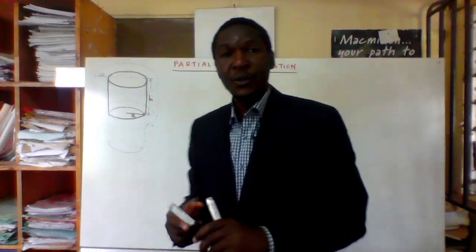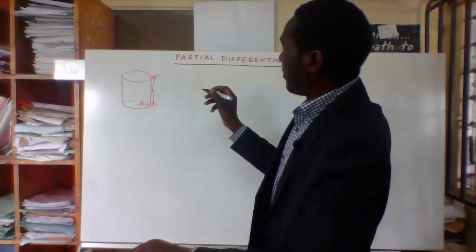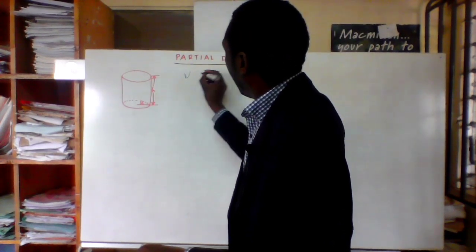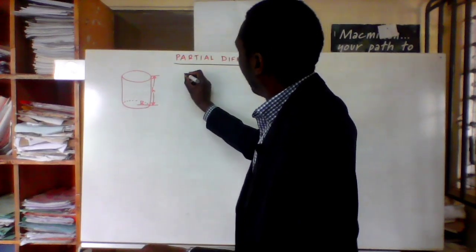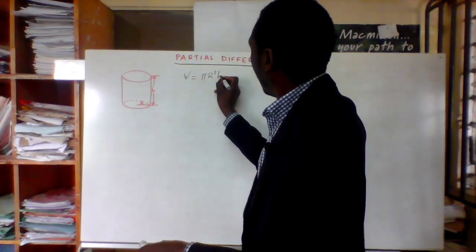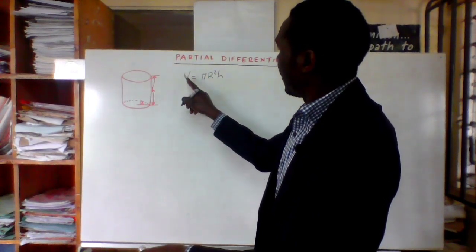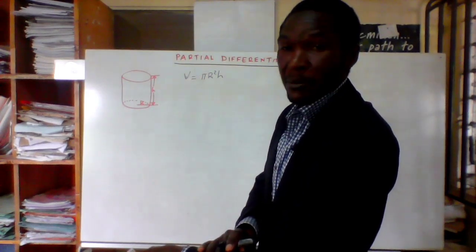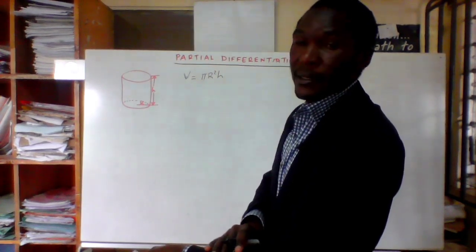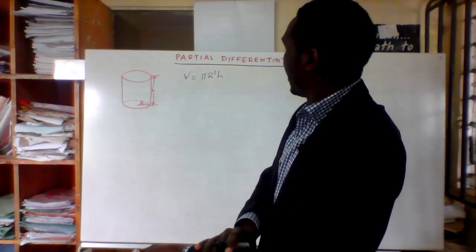We will go quickly to the first objective and define what partial differentiation is. For example, we have a cylinder. We know that the volume V of a cylinder is given by V is equal to pi r squared h, where h is the height of the cylinder and r is the radius of that cylinder. Someone may be interested to know how V changes with r if h is kept constant, or how V will change with h if r is kept a constant.